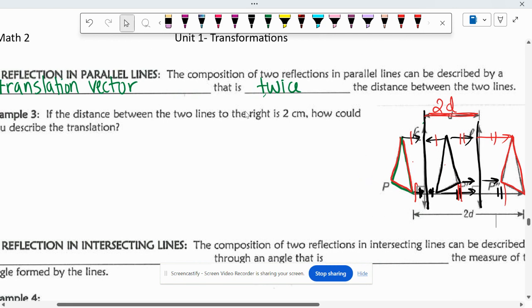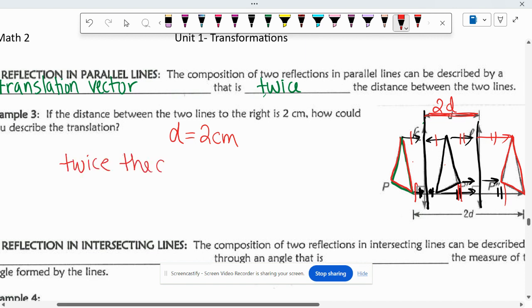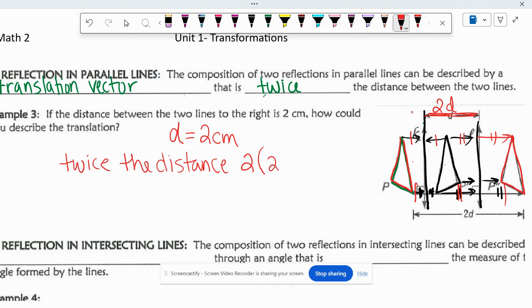So let's just try to make sense of that. If the distance between the two lines is 2 centimeters, how could you describe the translation? Well, remember that if we reflect it, it's twice the distance. And we're going to think of that distance in terms of units. So 2 times 2 is what?